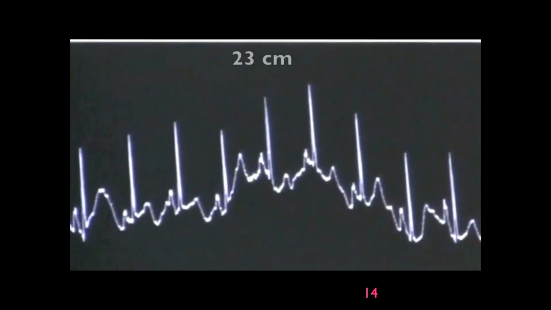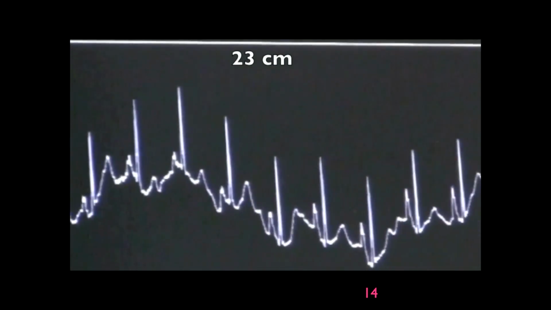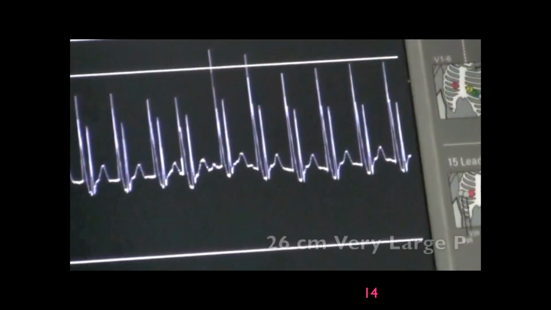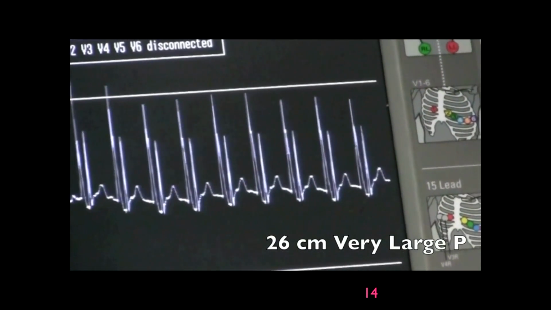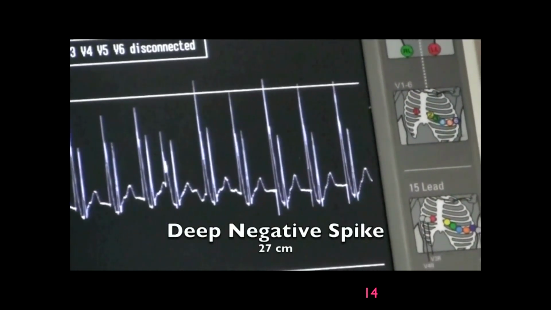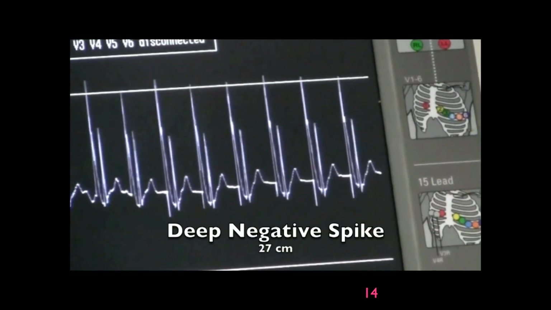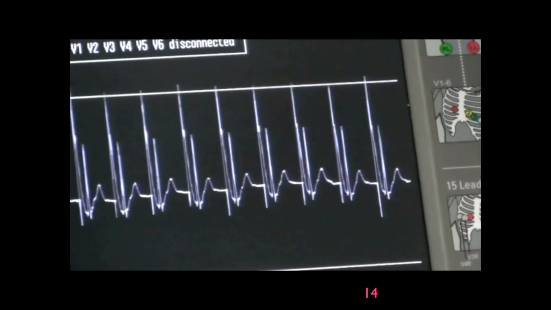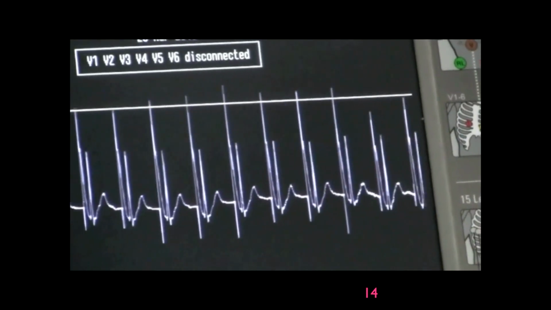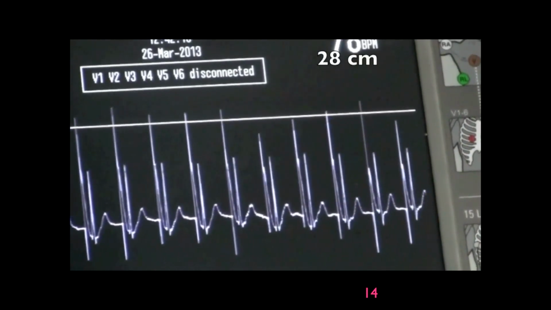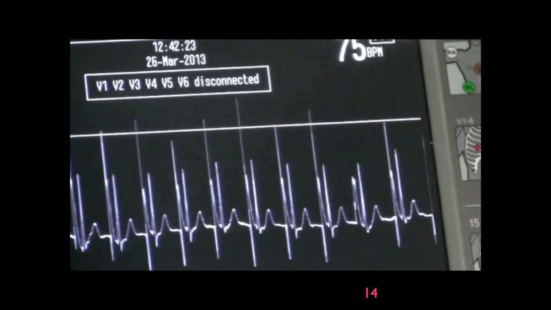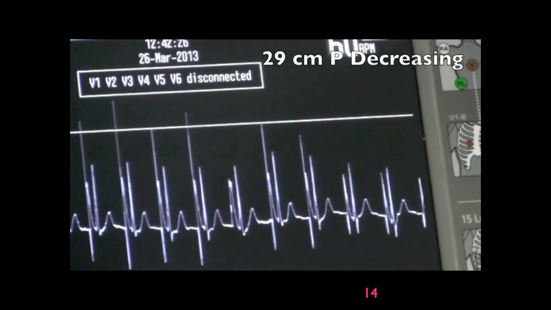We're at about 21 centimeters. We see a prominent P wave. I'm into 23 centimeters, and you can see the P wave enlarging. So we know that we're heading down toward the SA node. All right, 26 centimeters, we see an even larger P. Then we go to 27. At 27, we see the first appearance of the deep negative spike. So 26, we had a very large P wave. At 27, we had a very large negative spike. At 28, the spike becomes even larger, the negative spike.